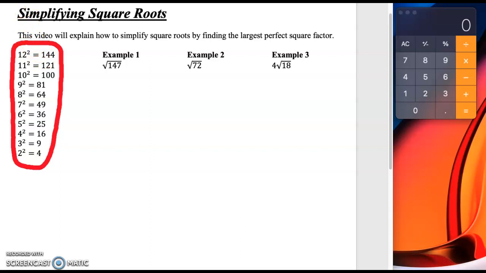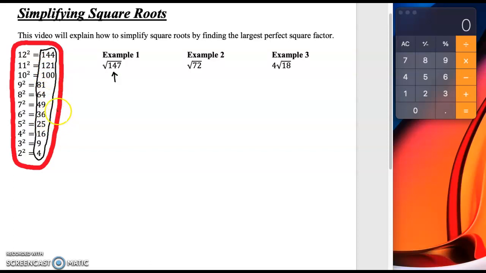So our goal today will be to try to figure out the biggest one of these numbers, on the right hand side, that goes into the number inside the radical, which is called the radicand. So in here, we're going to look at 147, and we're going to think, okay, what number would go into 147 that's in this list?